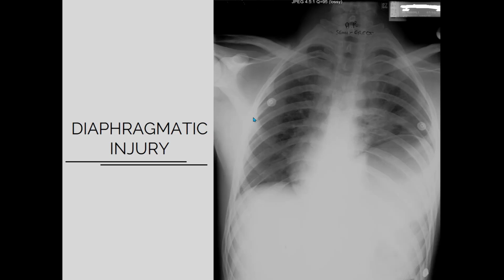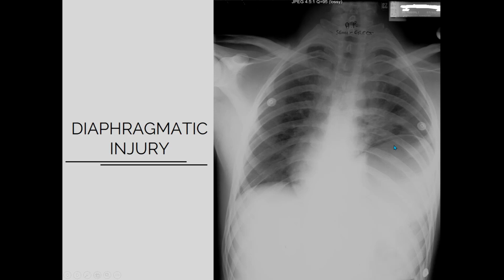Okay, so this is also a very important X-ray. In this you can notice that the level of the diaphragm on the left side is quite higher up. And why is it higher up? That may be because of diaphragmatic injury.